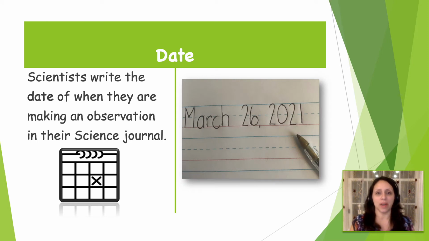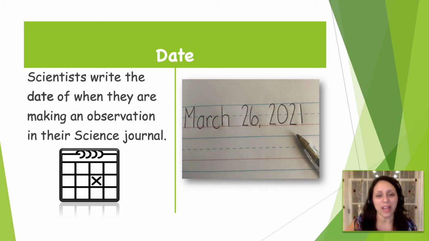Scientists write the date of when they are making an observation in their science journal. You can find the date on a calendar, or you can ask someone at home. The date consists of three parts. The first part is a month. The second part is the number of the day, and the third part is the year.